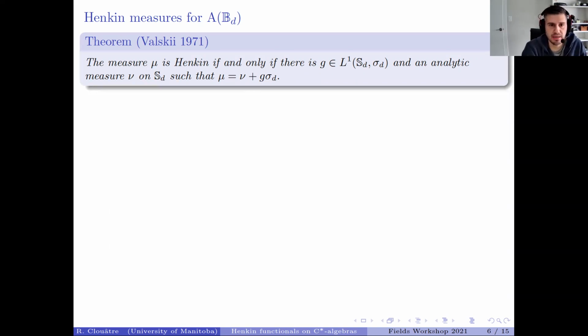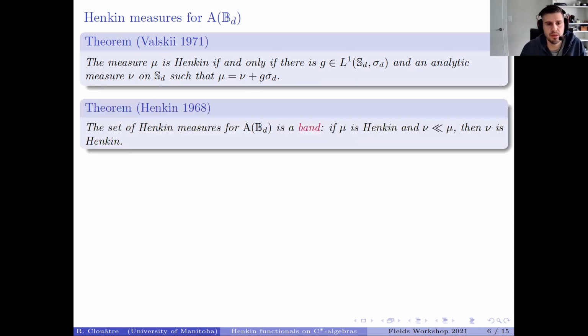Now, what was the Henkin part of the story? It says this: the set of Henkin measures for the ball algebra forms a band of measures. A band of measures is simply a collection of measures which is closed under absolute continuity. So if you have two measures, mu and nu, you know that mu is Henkin, and you know that nu is absolutely continuous with respect to mu, then that forces nu to be Henkin as well.